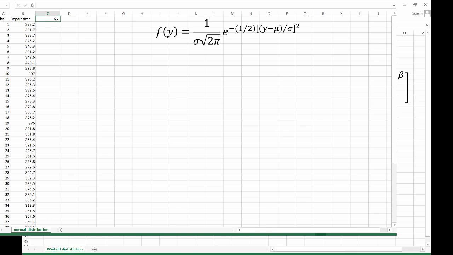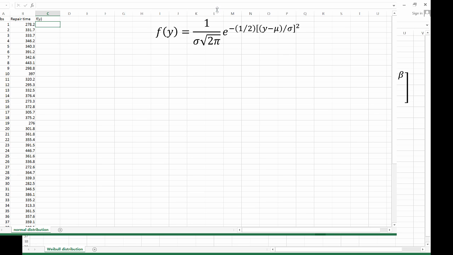So the range would be the max minus the min. So the range is 138.4 time units here. Okay, so to do that, let's first evaluate the PDF for each one of our realizations, each one of our observations of repair time. So we need to implement the PDF. We didn't use this a great deal in class.